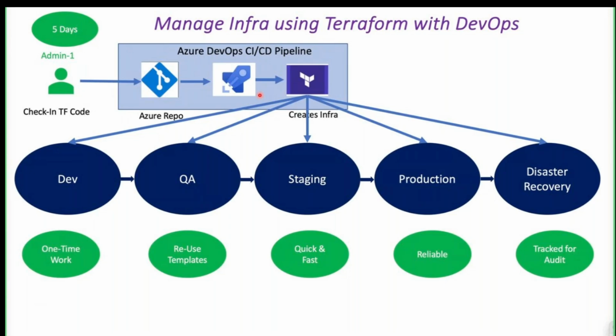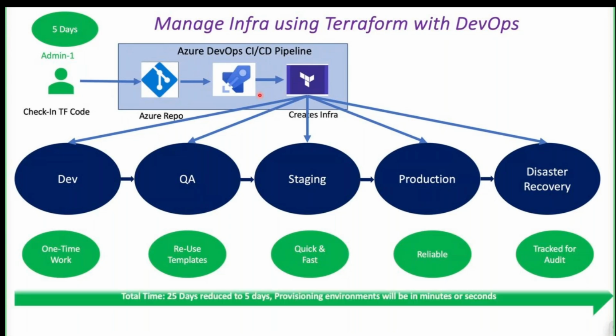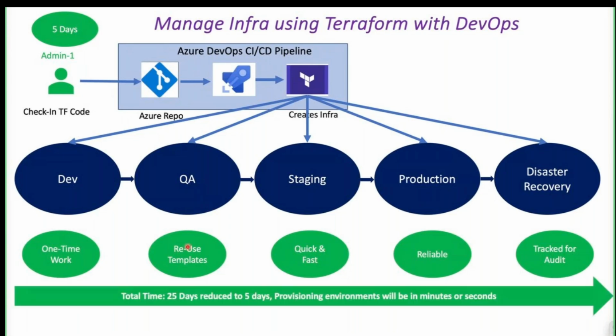I have just explained everything theoretically now, but from the next session onwards we will see these things in the practical session as well. I will show you how to write the Terraform code, how to create the pipeline, how to execute it, how to trigger it, everything we will see. But we have to go step by step. So the 25 days has been reduced to 5 days. This is the power of automation. This is the power of DevOps.